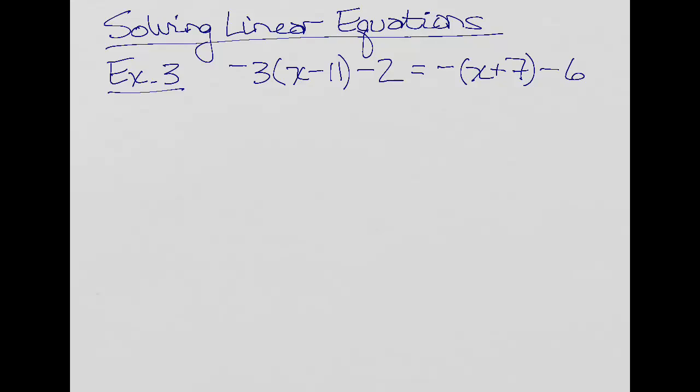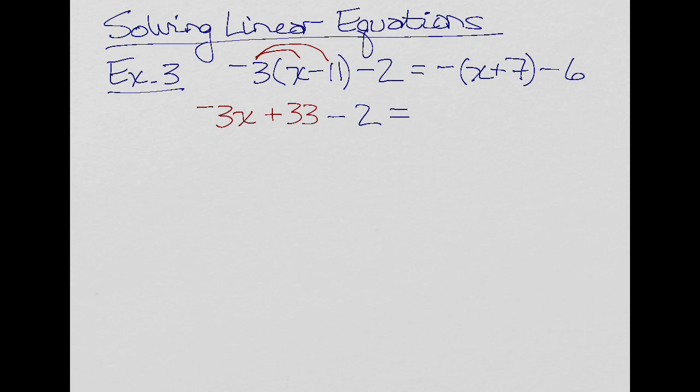This equation has some parentheses in it, so the distributive property is going to come into play here. In fact, that's the first thing I'm going to do. I'm going to distribute on each side of the equal sign. I have negative 3 times x, that's negative 3x. Negative 3 times negative 11 is positive 33. And then that minus 2 is still there.